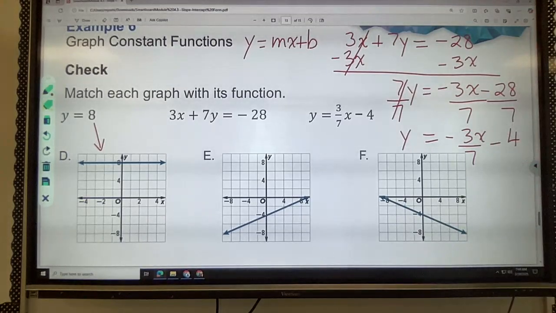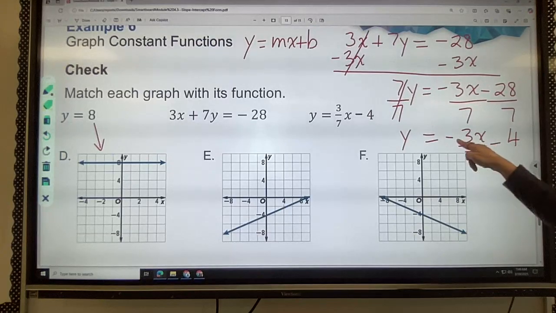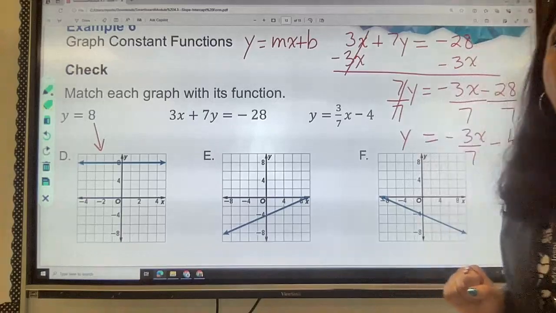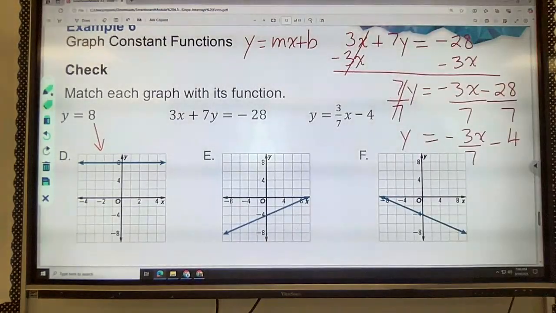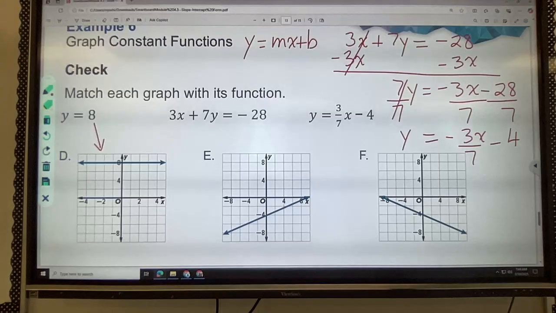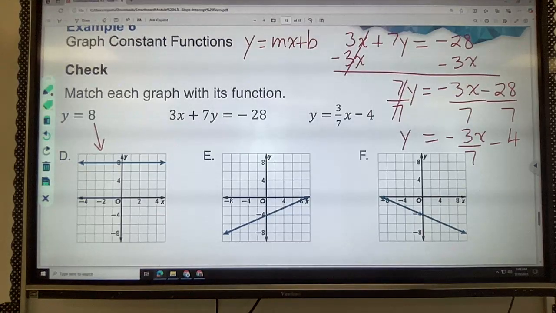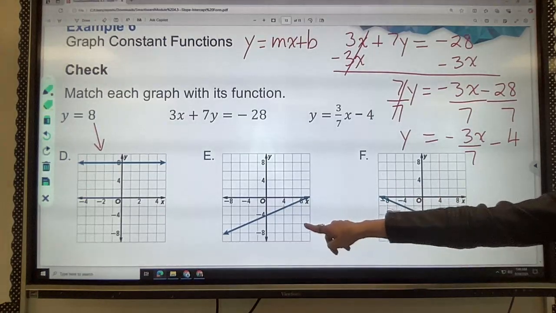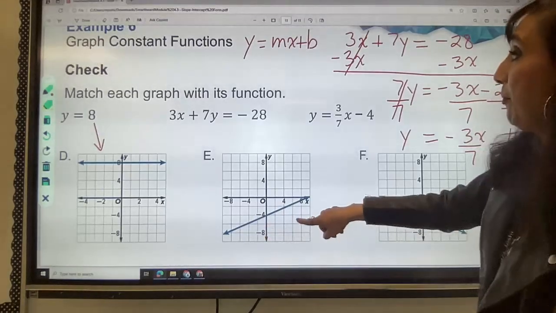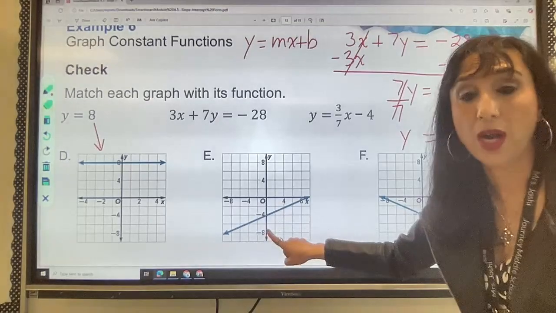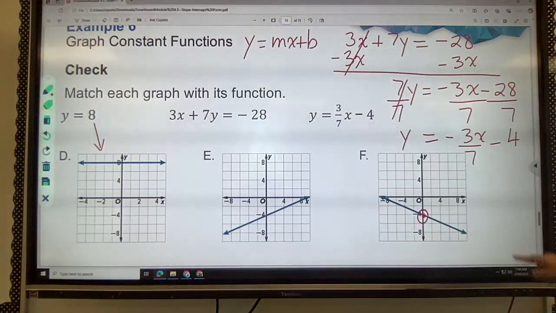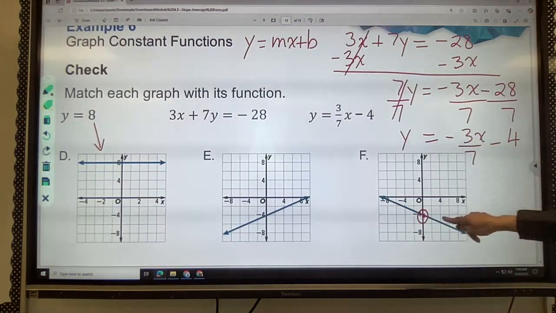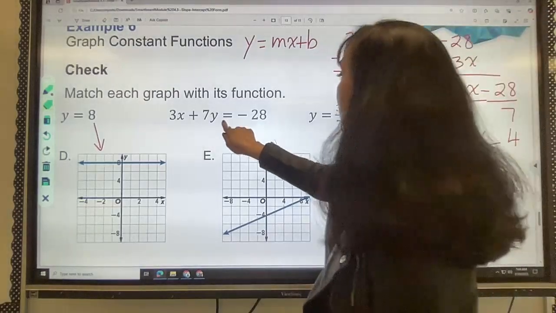So let's look at this one now. Which of these graphs? I can see it's a negative slope just by looking at the negative. The rise is going down 3 and the run is 7. And so I know that this slope is going downwards and it should be cutting the y-axis at -4. So this is the slope that is going downward, because it also has the y-intercept at -4. However, this slope is going upwards. So look, this is the slope that I'm looking for because this is going downwards and has the y-intercept. So this one is F.